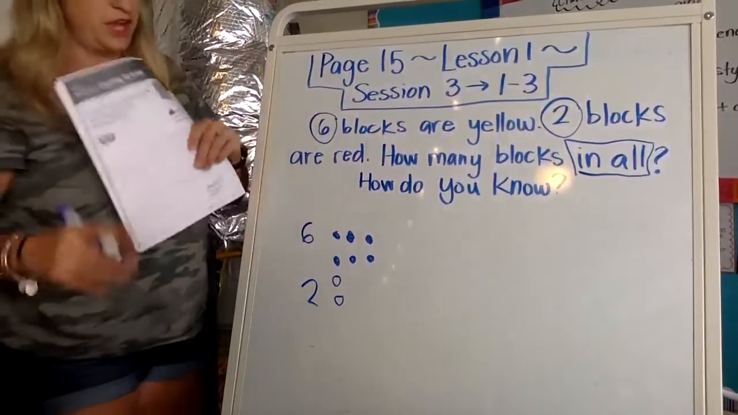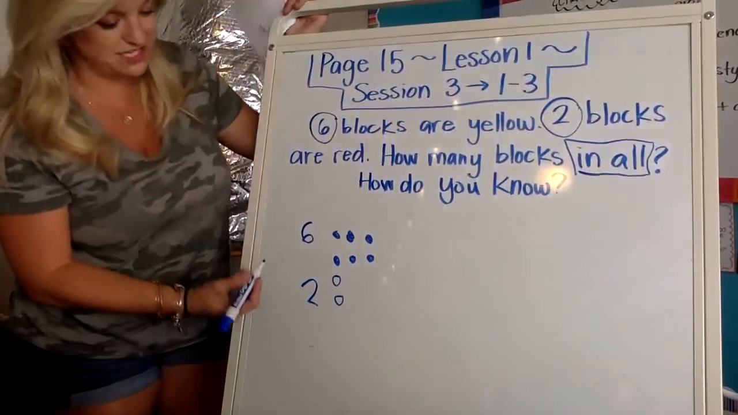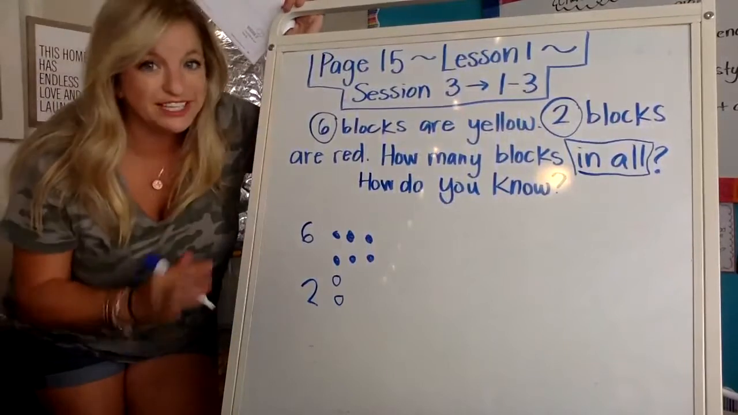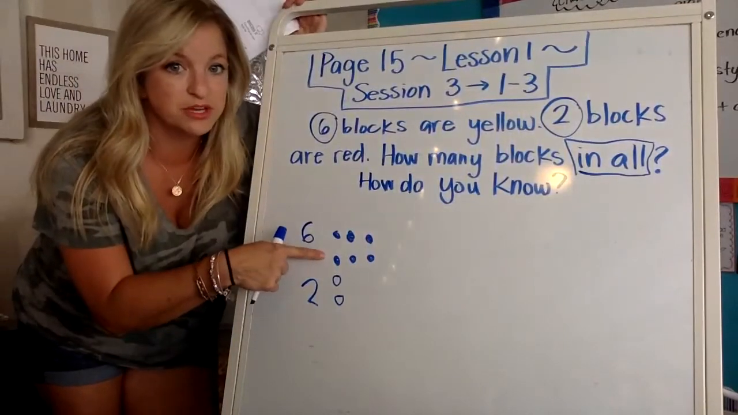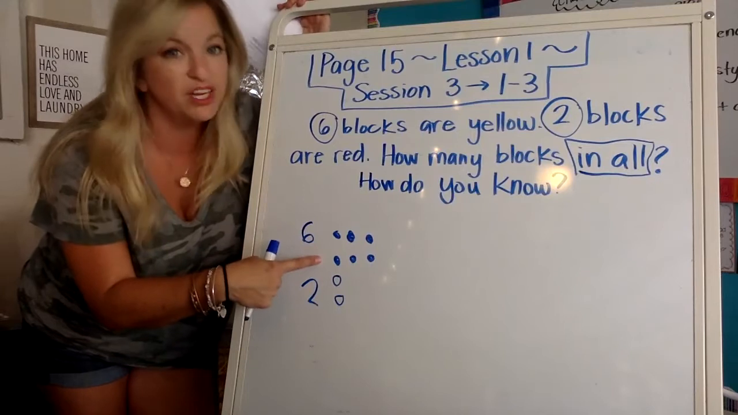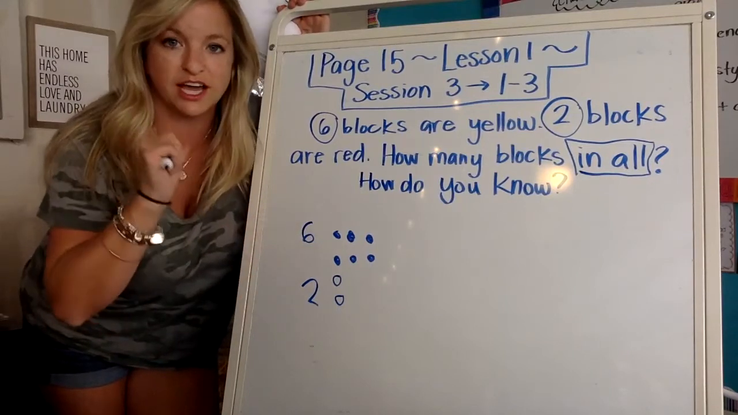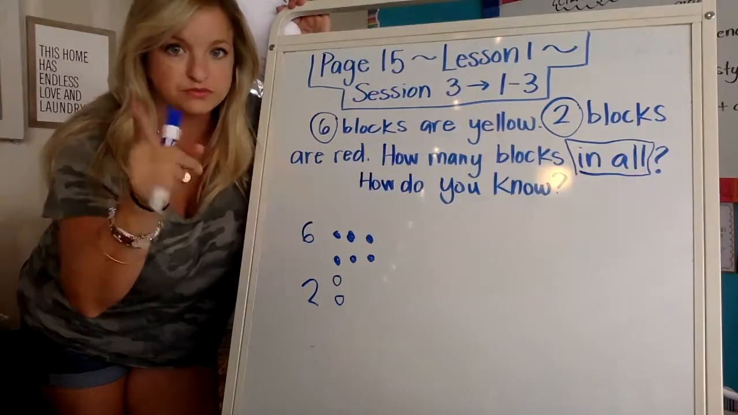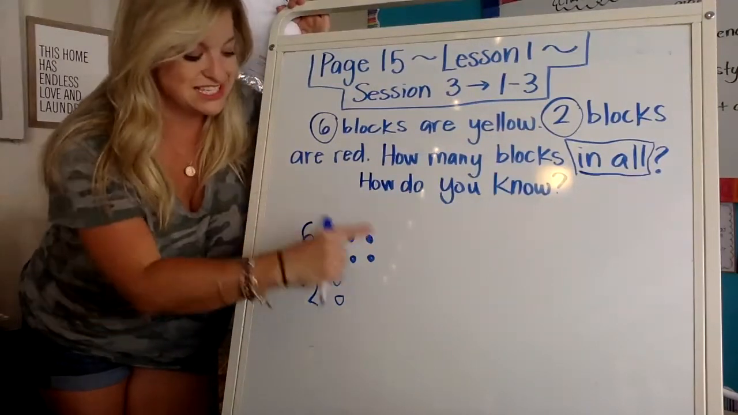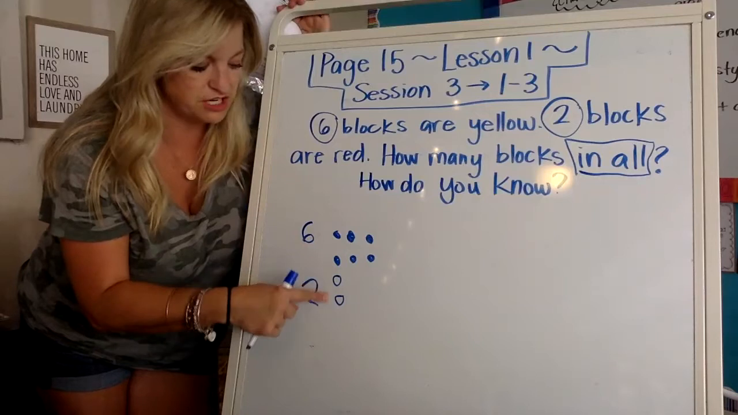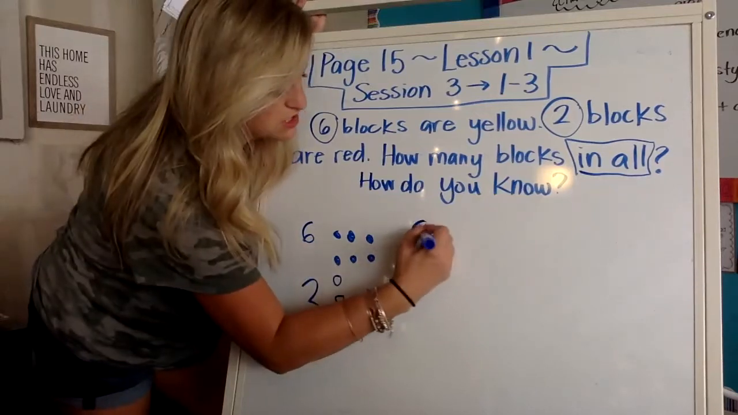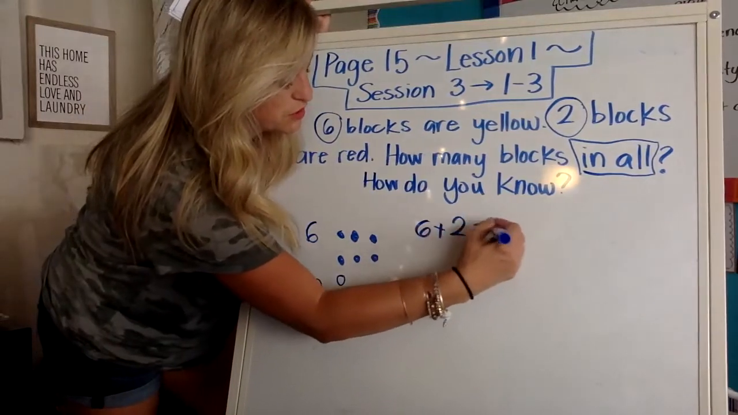Okay, so how many blocks in all? That means I need to add. I'm not going to count all these dots up here, these 6, one by one. I'm going to count on. I say count, you say on. Count, count. Awesome. So 6, 7, 8. So now I know that 6 plus 2 equals 8.